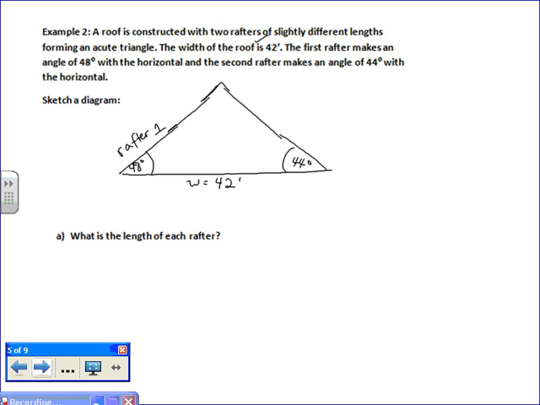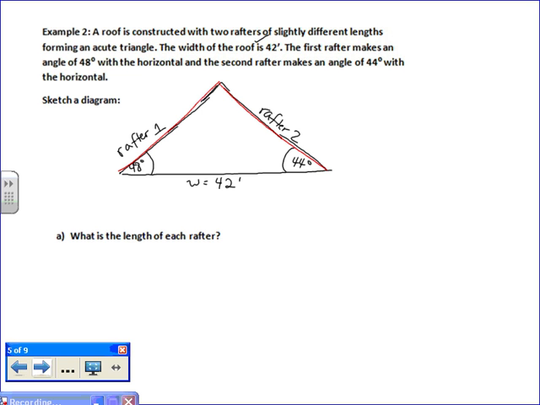And on the right-hand side, there's my rafter number 2, which makes an angle of 44 degrees with the horizontal. So there's my diagram. What is the length of each rafter? The first thing I'm going to be looking for is the side length of rafter 1 and then rafter 2. So I'm looking for these two.